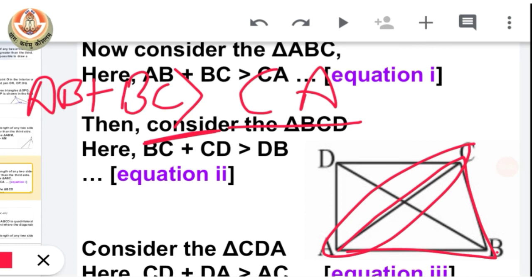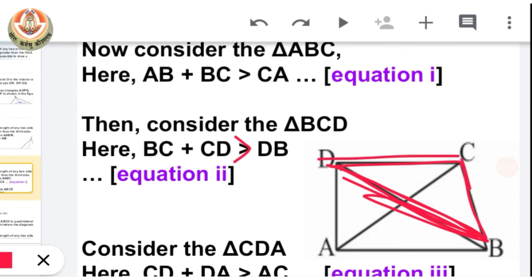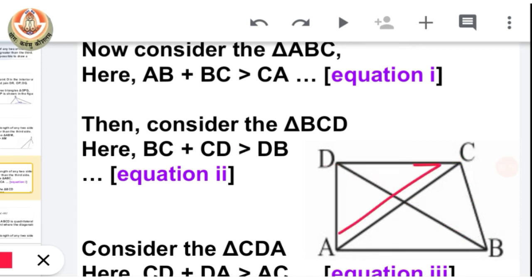And then the next triangle we are going to take will be CD, this one. In such a way we will get DB, which is another diagonal on the one side of the greater than sign and the sum of this and this. Similarly, we have to take another triangle which will be this, and then another triangle which will be this. Means we have to take all the possible 4 triangles in this case.